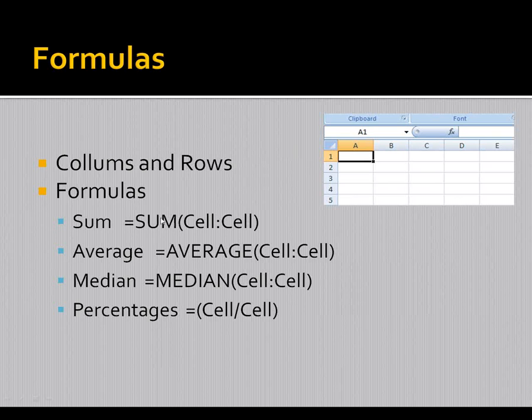Within those areas, you can add these formulas. If you wanted to get a total, you could use the sum function, which will total a row of numbers. Or if you want to find the average or the median, you could use the same function. And for the percentage, you just divide one of those cells by another. I'll show you how to do that here.